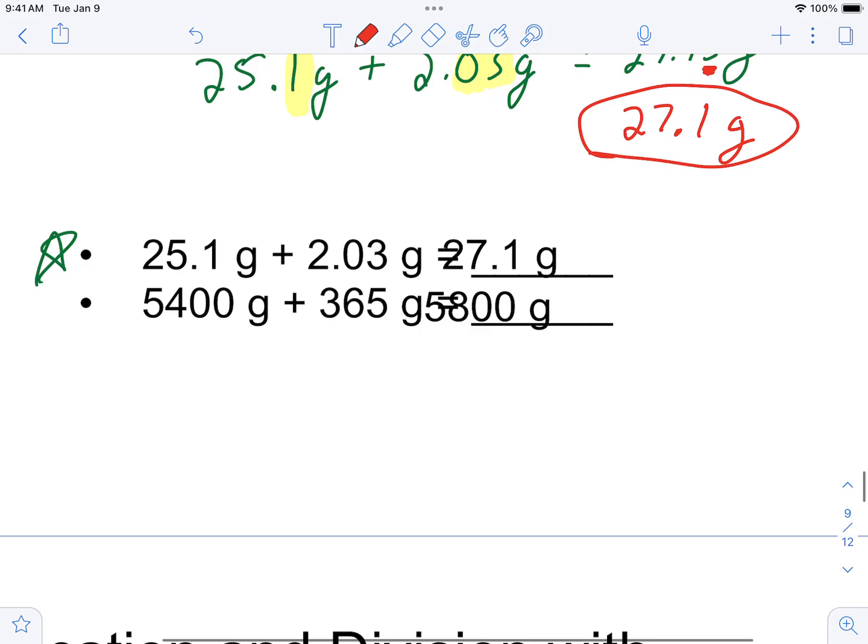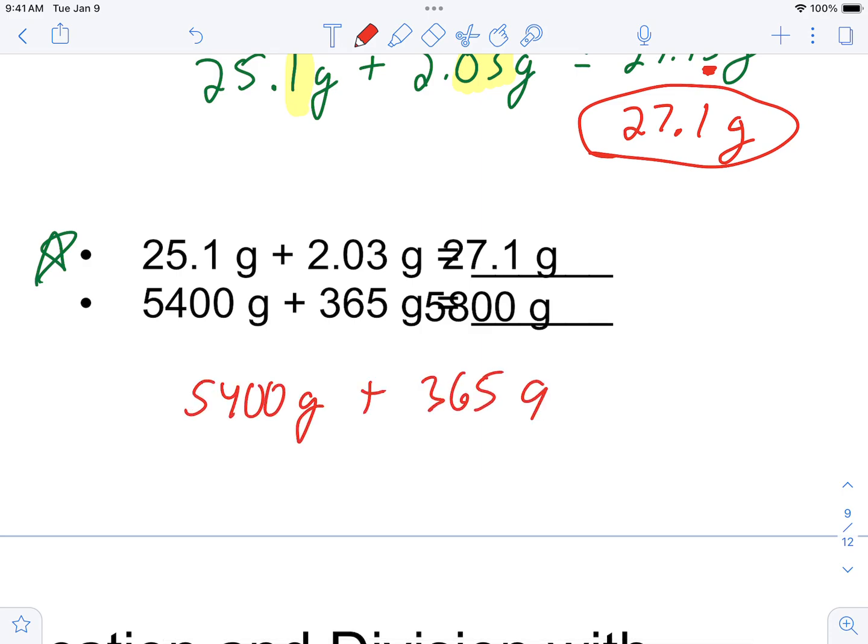The next example, 5,400 grams plus 365 grams. Again, don't do anything else first. Just type it exactly in your calculator and write down what you get. And I get 5765.